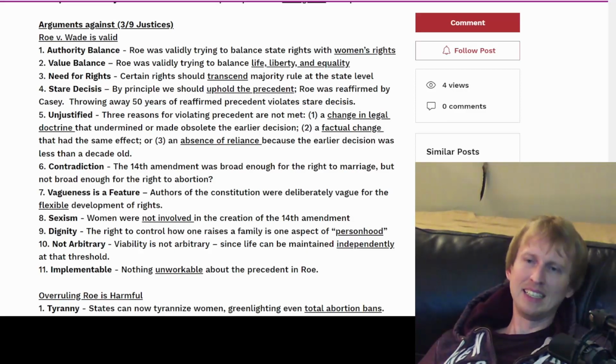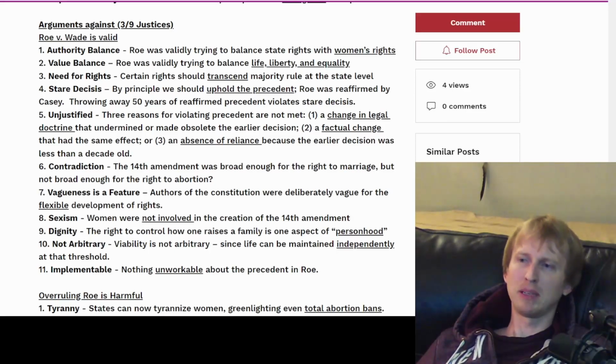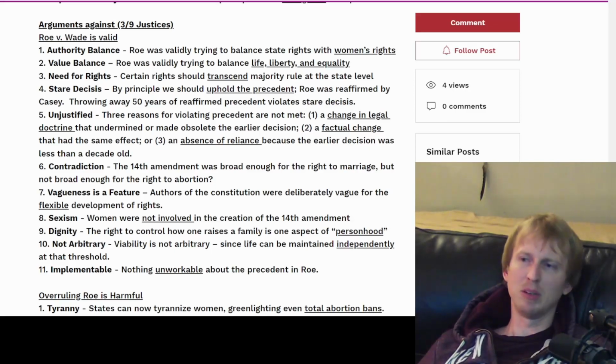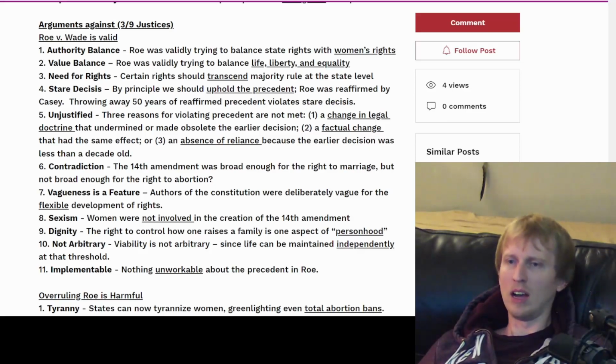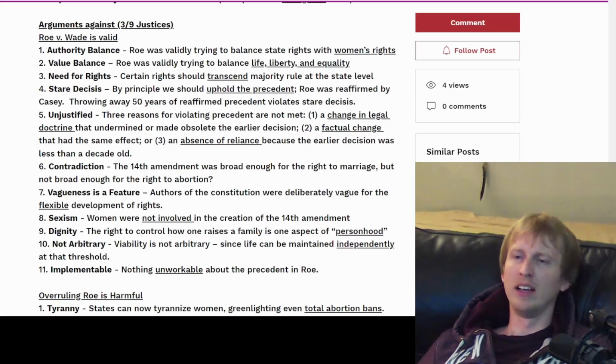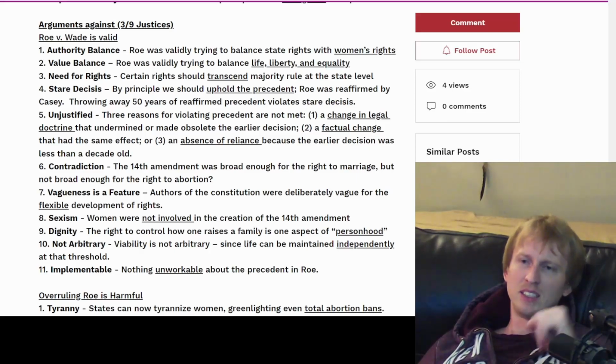The next principle is dignity. The right to control how one raises a family is an aspect of personhood, and the only way to have dignity is to be able to maintain your personhood. So to control how you raise a family, how many kids you're going to have, your reproductive organs, forced sterilization is a violation of dignity because you just violated their ability to raise a family, right? So if the government is getting inside your bedroom, that violates your dignity.